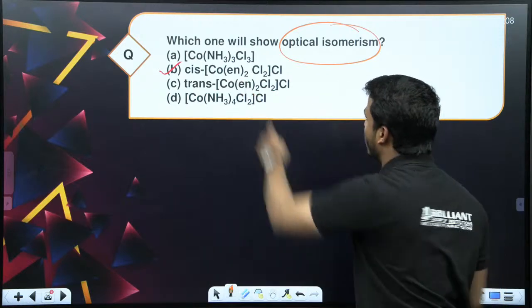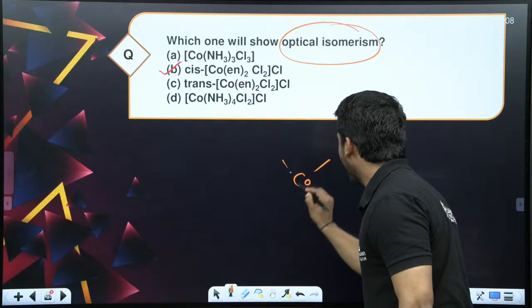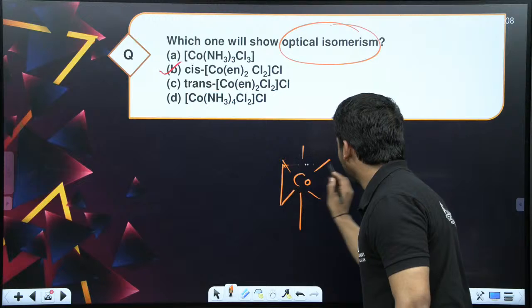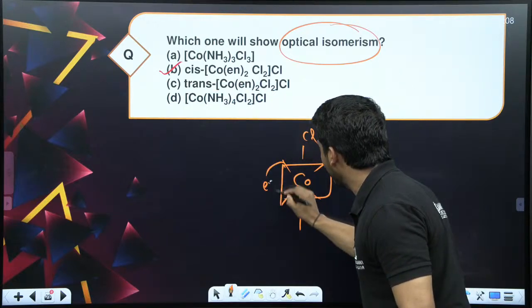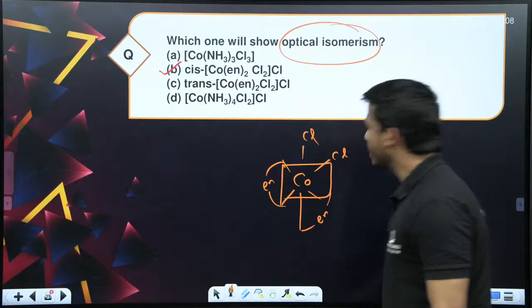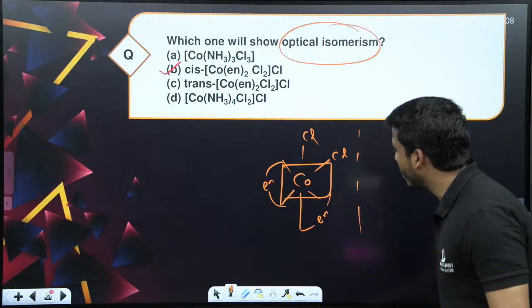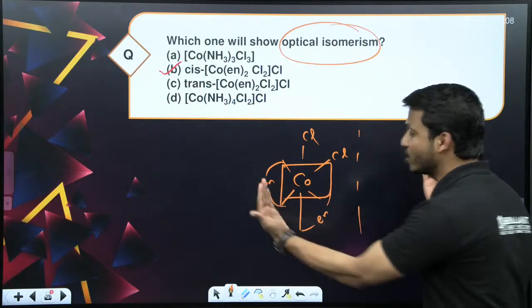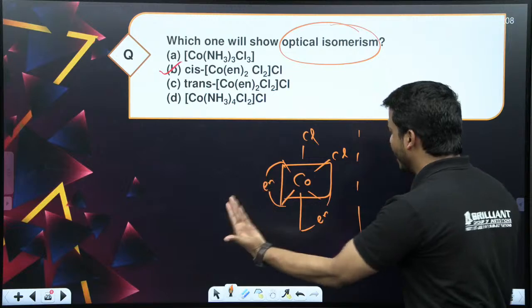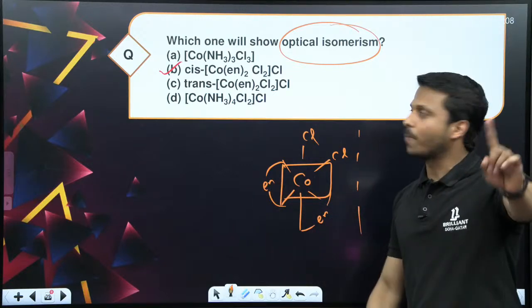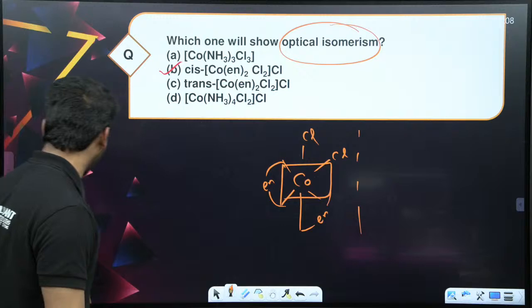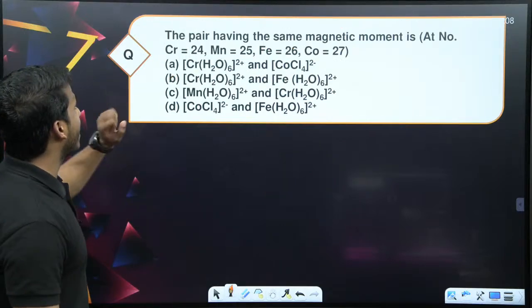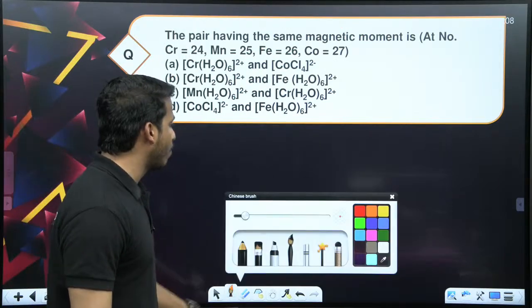How to draw the cis isomer of this one, dear all? Co, and it is an octahedral complex. We can draw like this: En, Cl, Cl, En, En, right? This is the cis isomer. When you take its mirror image, it is not superimposable. They are optically active. Yes, the cis isomer is optically active. Correct answer.